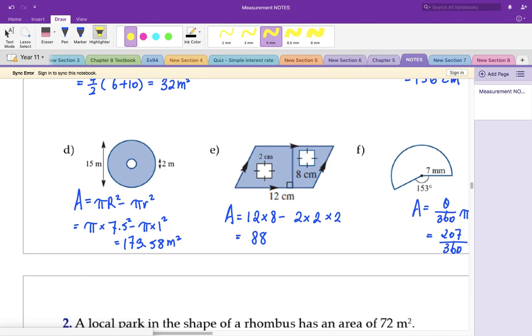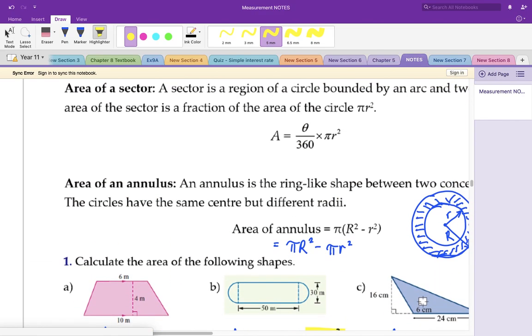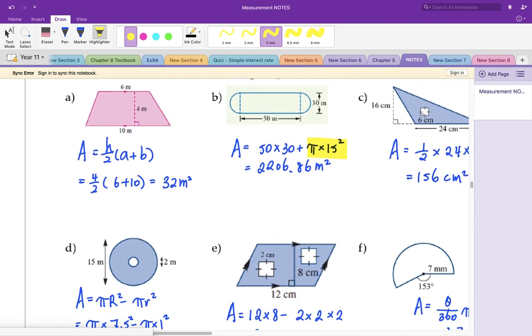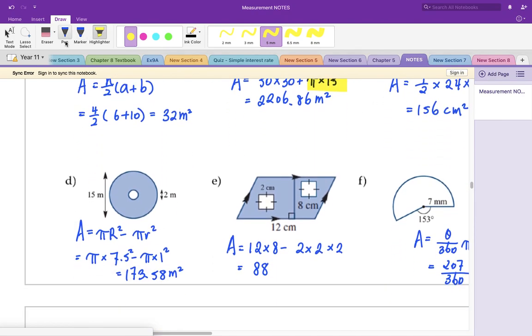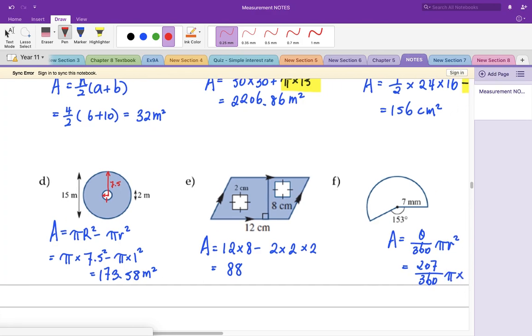Next one, this is a ring, right? So for a ring, you use pi r squared minus pi r squared. The big R tells you it's 15 for the whole thing. That means from the center, the radius for the large one is 15 divided by 2, which is 7.5. For the small one, it tells you the whole thing is 2, so the radius is half of it, 1. And then I just substitute these two values into the equation, and I'll get the answer accordingly.